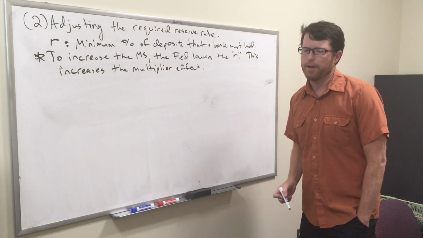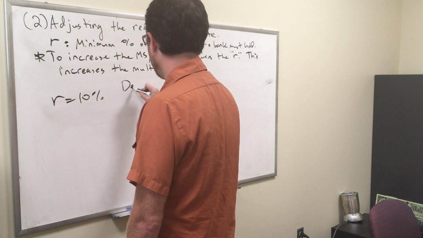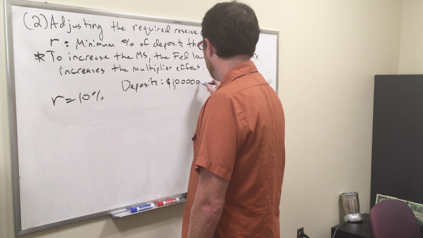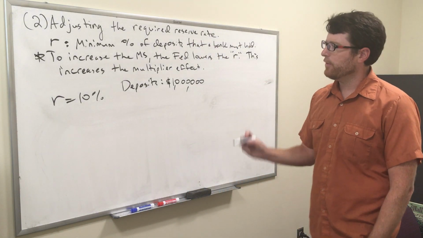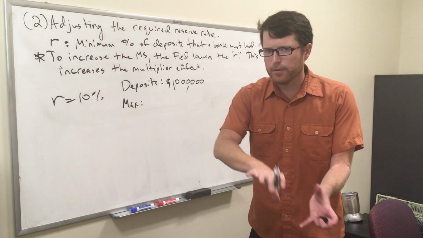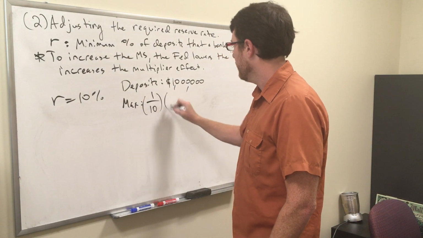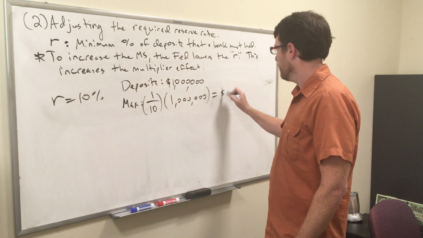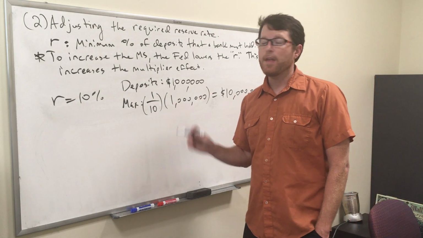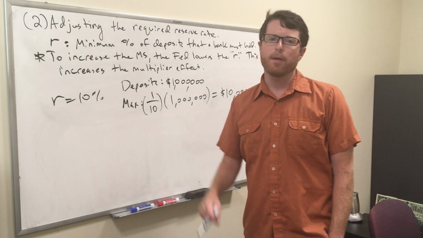This increases the multiplier effect. So, if R is 10% like it is today, and a bank has $1 million in deposits, then what is the maximum amount of money that gets created from that initial $1 million? Again, somebody puts $1 million into the bank. The maximum amount that can be created from this is the multiplier times the amount of deposits. So you get 10 million. In other words, if somebody puts $1 million in the bank, that could create up to $10 million in total money once you consider the fact that that money can be loaned and spent many times over.